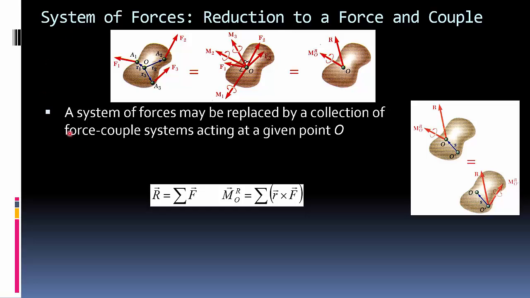So how do we do that? Our resultant force is the sum of the forces. Our resultant couple is the sum of the couples. Here are three different forces, and we want to apply all of these at the point O. If I can move all the forces there, I can add them up and have one resultant force.